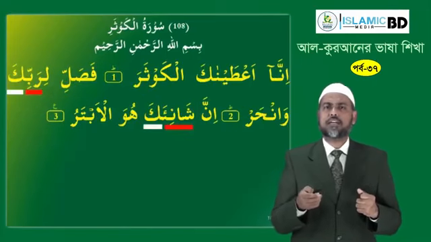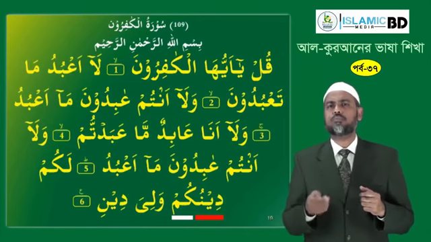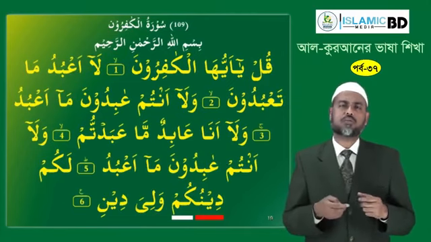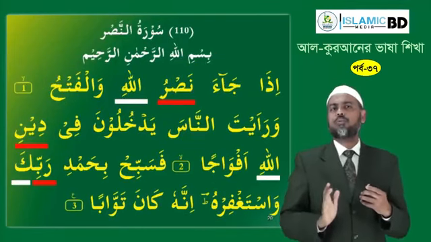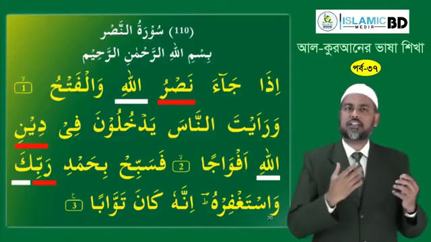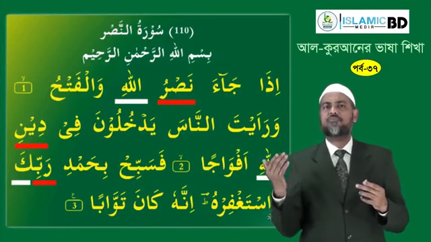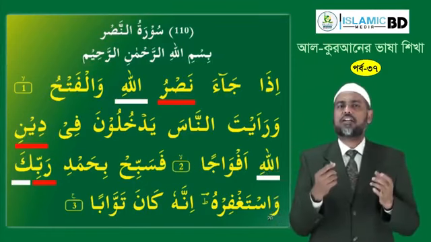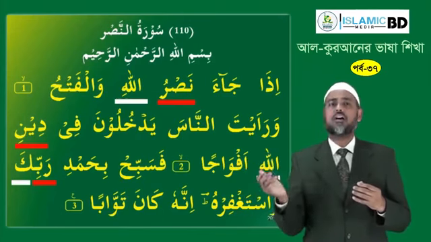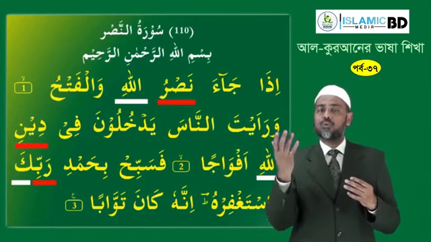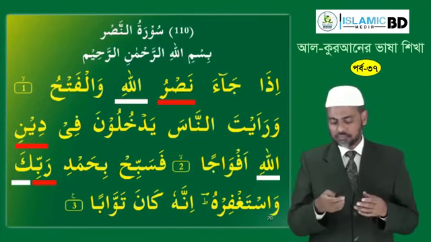We have similarly Rabbika or Shani'aka, or in Kafirun we have Dinukum, Dini. Similarly, in Surah An-Nasr, we have Nasrullahi, the help of Allah, Wal Fathu, and victory. Similarly, we have Deenullahi, but because we have fi there, it became fi Deenillahi. Similarly, Rabbuka, but because it is preceded by Hamdi or Hamdu Rabbika, Rabbuka has become Rabbika.